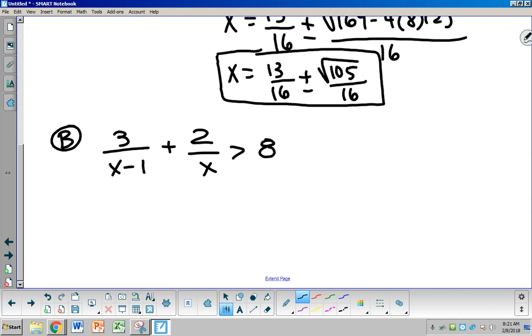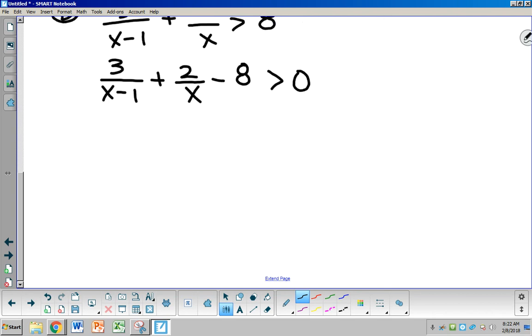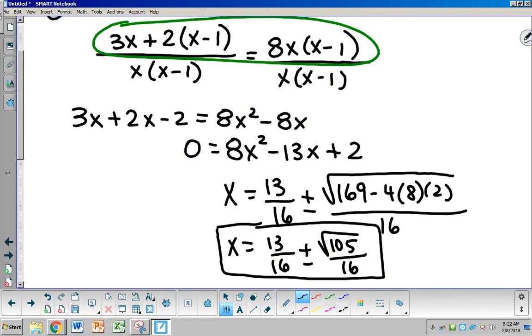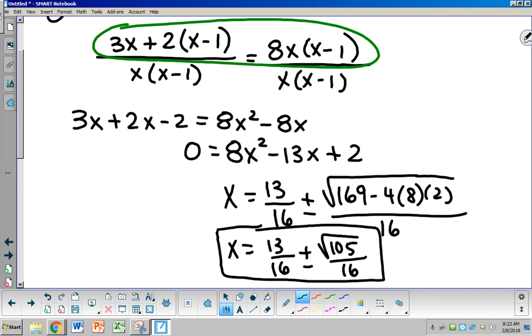We're going to move the 8 over, yes. So this is going to be 3 over x minus 1 plus 2 over x minus 8 is greater than 0, yes. Finding common denominator. Do we already know what the numerator is going to be? What's it going to be? Because we already did the top work up here. 8x squared minus 13x plus 2. Yeah.